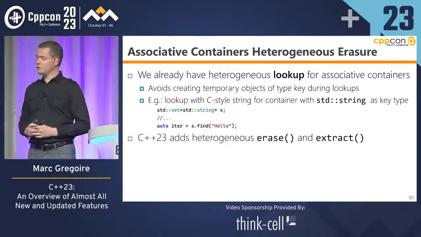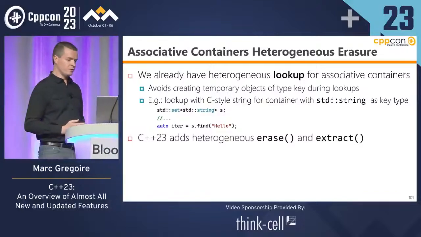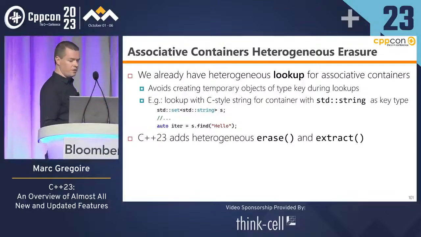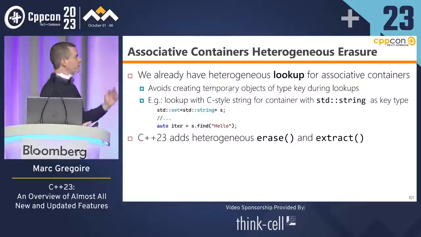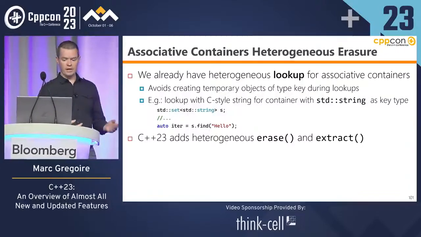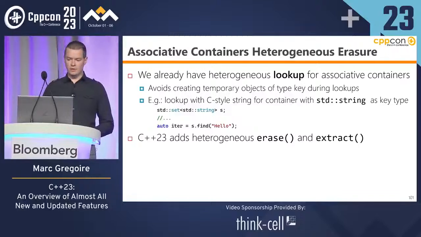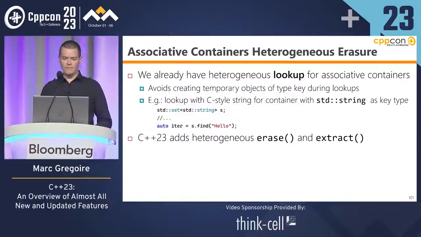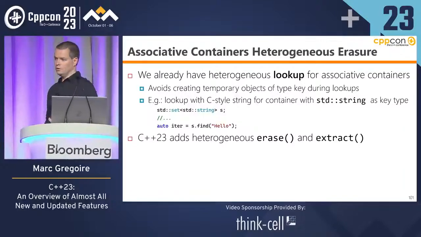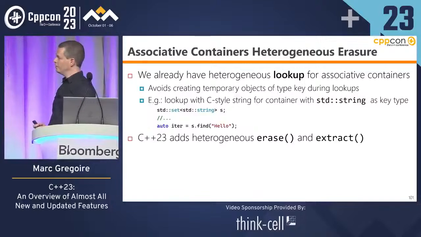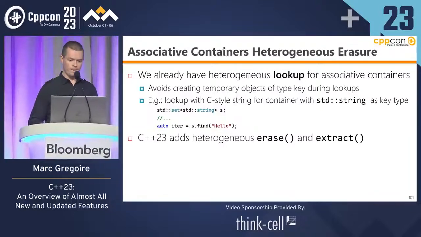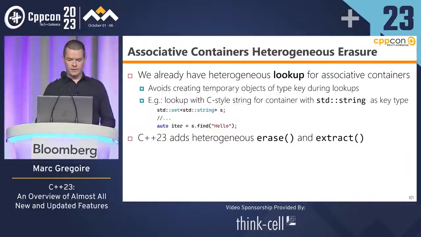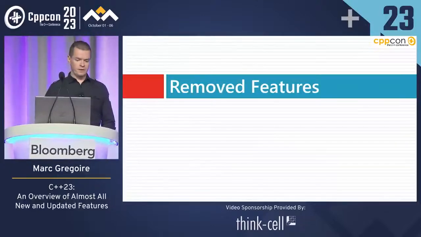What's new in C++23 is that we now also have heterogeneous erasure and extract. So if I call erase or extract on my set in this example and pass a C-style string, then also in these two cases there is no temporary std::string created, so it increases performance. That's it for the standard library features.